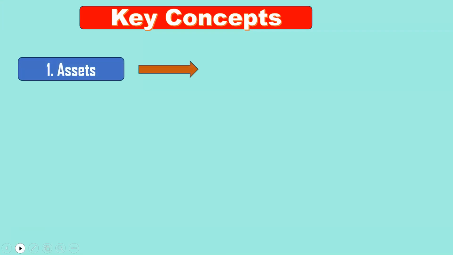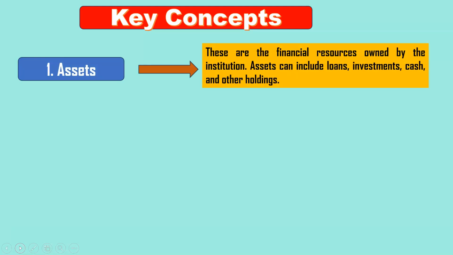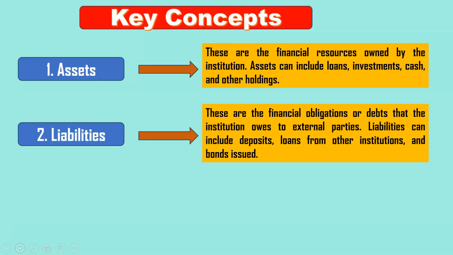Key concepts for ALM involve: 1. Assets. These are the financial resources owned by the institution. Assets can include loans, investments, cash, and other holdings. 2. Liabilities. These are the financial obligations or debts that the institution owes to external parties. Liabilities can include deposits, loans from other institutions, and bonds issued.